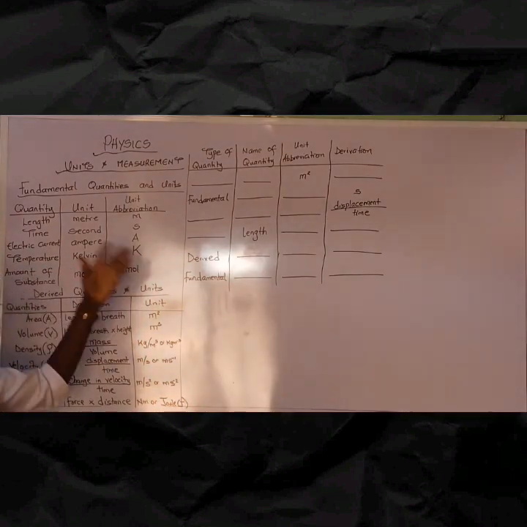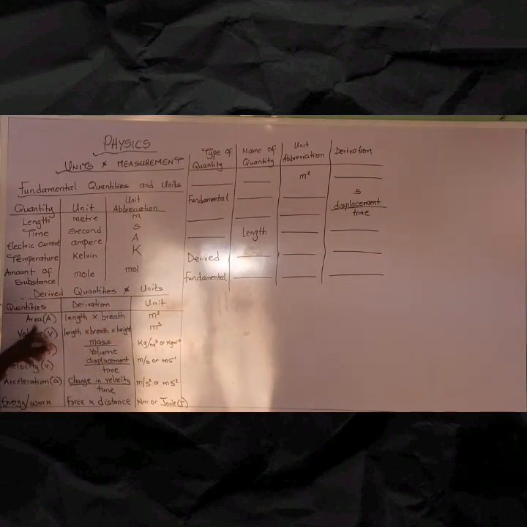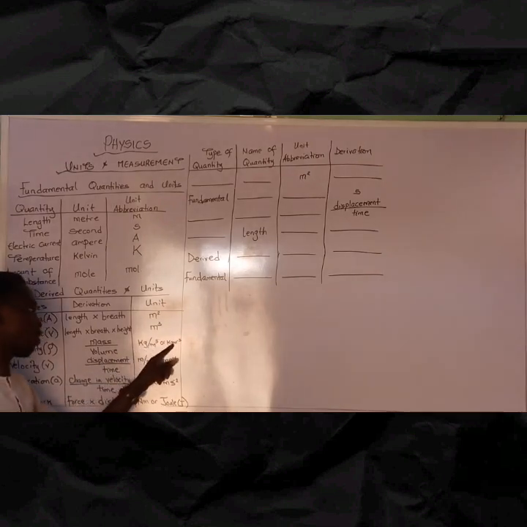Now, derived quantities and units, these ones are even more numerous. Area, abbreviated as A, is length times breadth, meter squared. Volume is length times breadth times height, meter cubed. Density, rho, is mass over volume, kilogram per meter cubed. Whether I write it in this form or that form, it means the same thing.